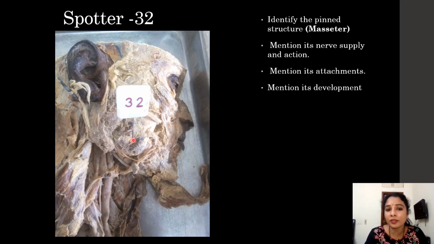The nerve supply to the masseter: it is supplied by the masseteric nerve, which is a branch of the mandibular nerve, and the action of the masseter is to help in the elevation of the mandible, that is, closing of the mouth, and also it helps in protrusion of the mandible. So these are the actions of masseter.